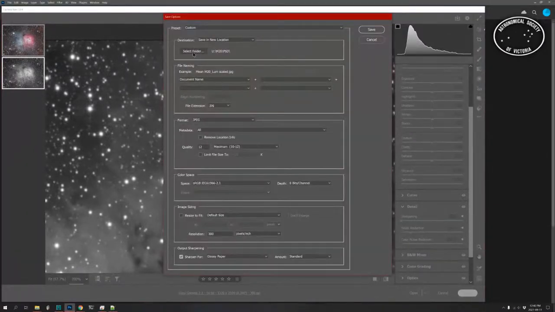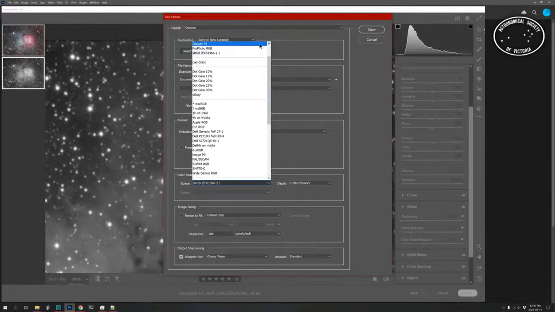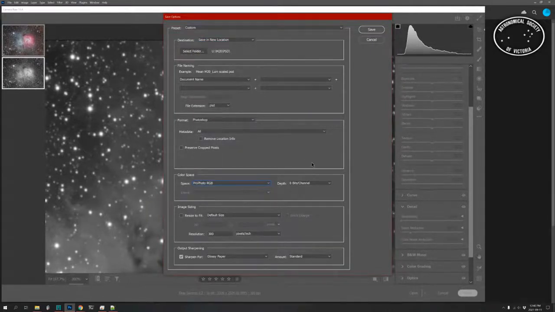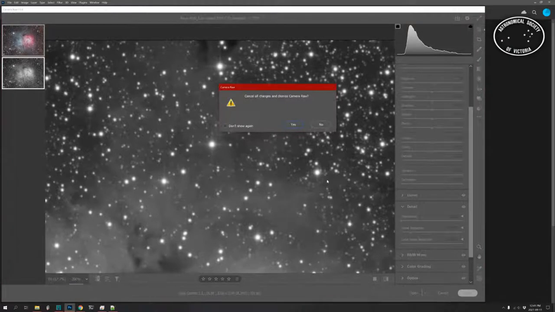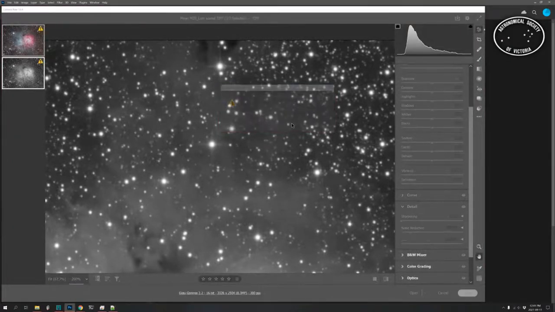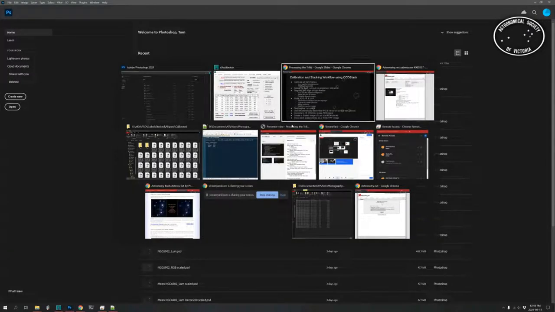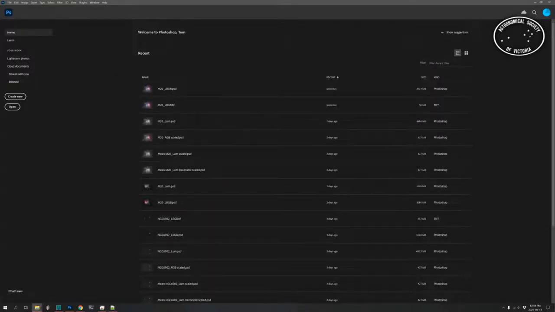So now I will save these two images as Photoshop documents in ProPhoto RGB color space, 16 bits per channel. And for reasons I'll get to in a moment, I'm not going to push done. I'm going to push cancel. And I'm going to throw away those changes because, let me just. There's method in your madness here, isn't there? There is method in my madness.